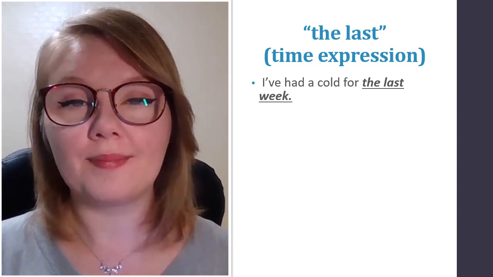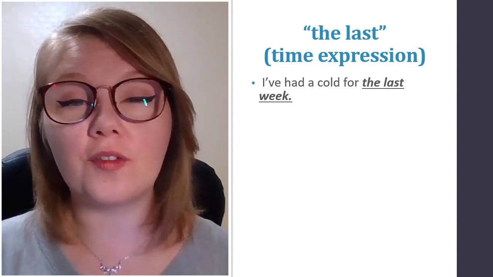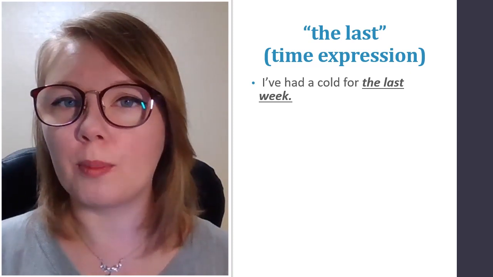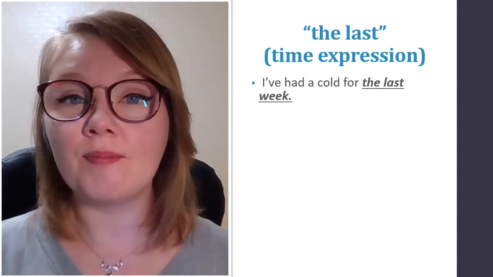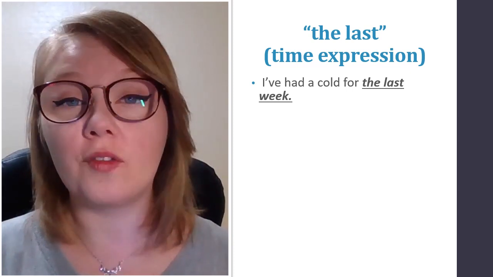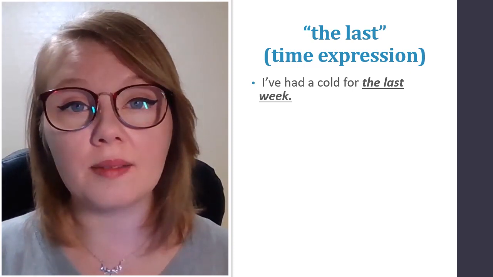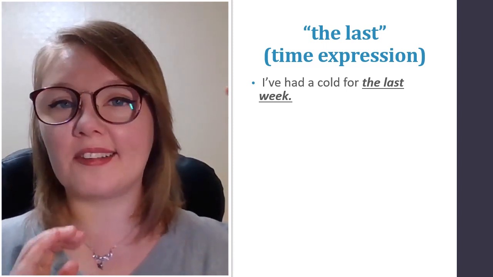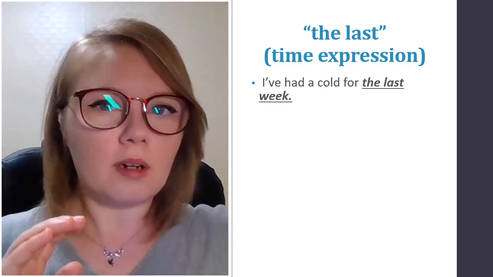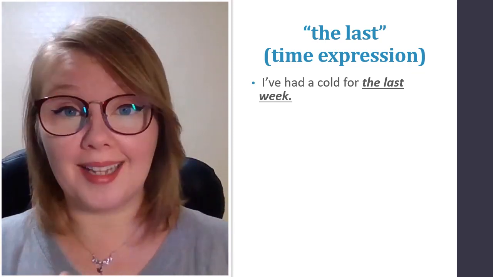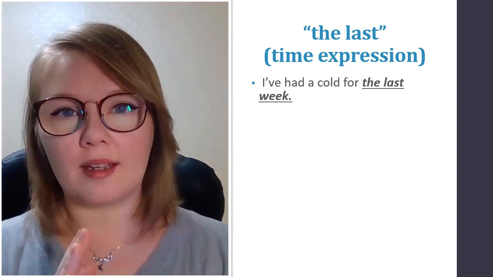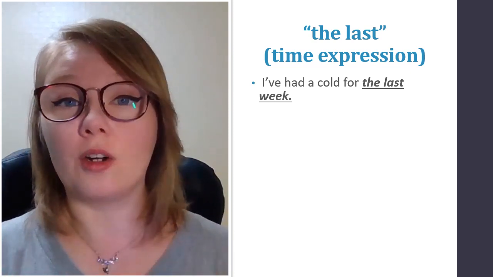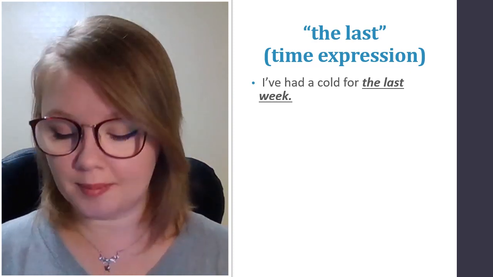Example number 1. I've had a cold for the last week. So here we see this is one of our perfect tenses, I have had, and we're using the preposition for the last week. This means I have had a cold for the last 7 days. So from 1 week ago until now, for the last week, for this length of time until now. I've had a cold for the last week.